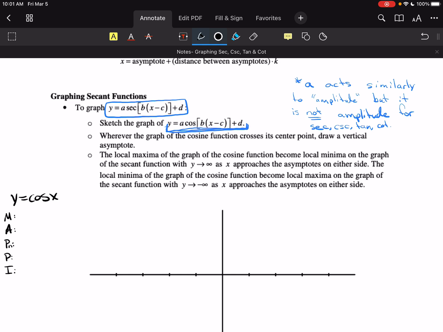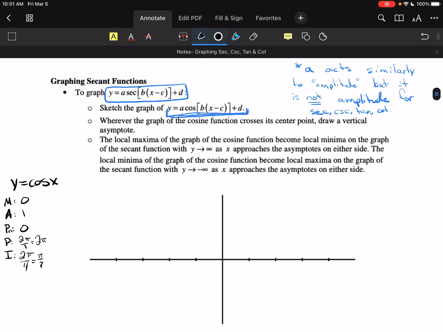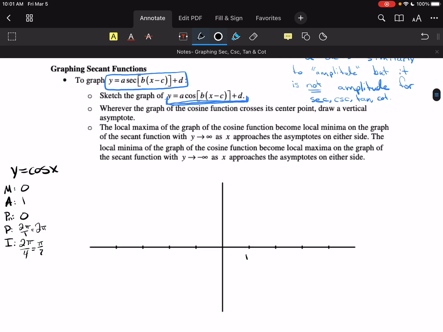For cosine of x, midline 0, amplitude 1, no phase shift, my period is 2 pi over b, and my interval is 2 pi over 4, so we move by pi over 2's. All that's the same we've been looking at. So pi over 2, pi, 3 pi over 2, 2 pi, going in the negative direction as well, and my amplitude is 1.